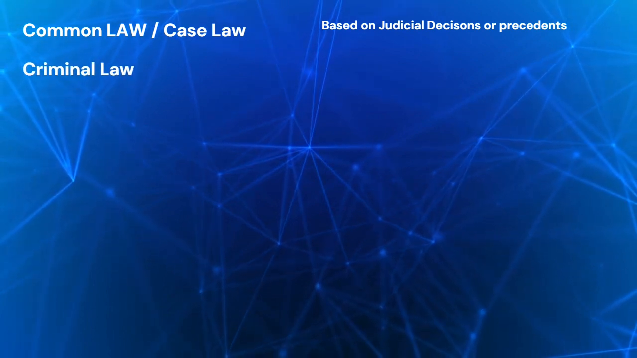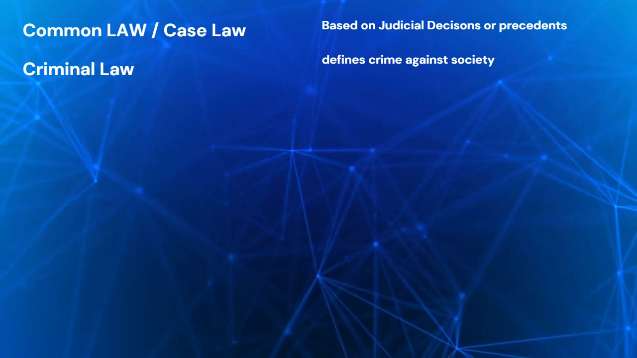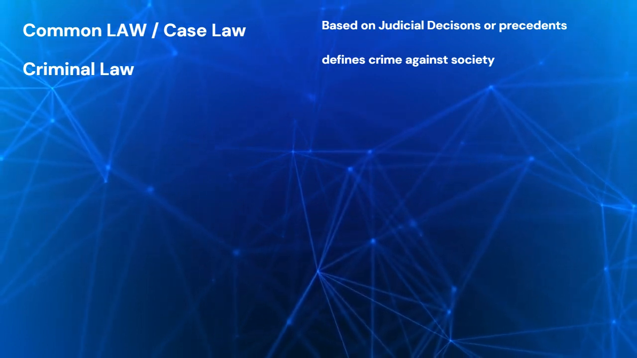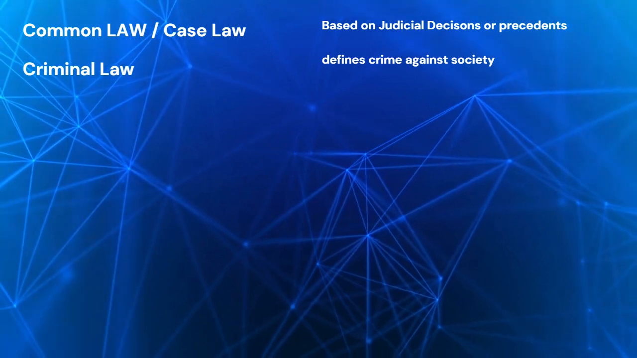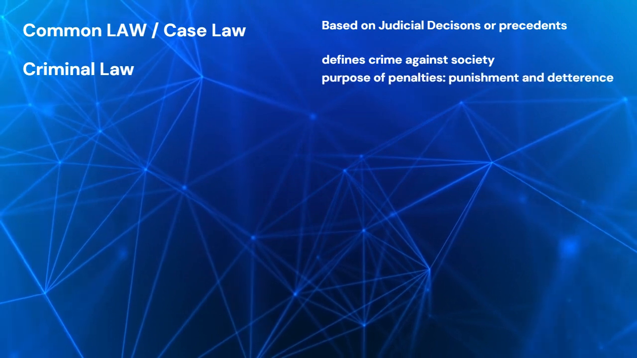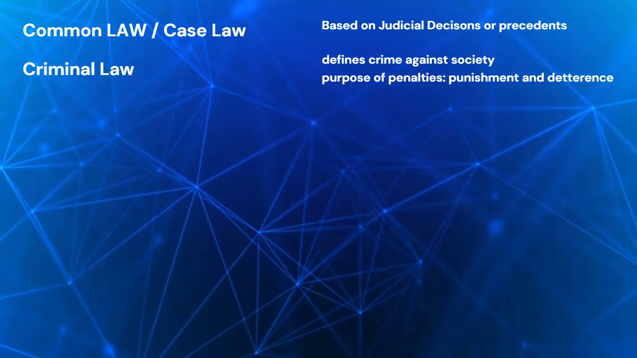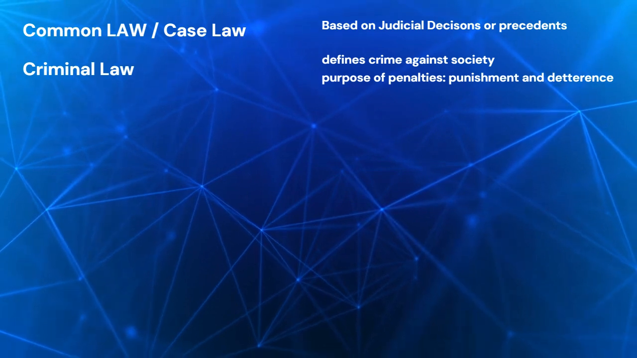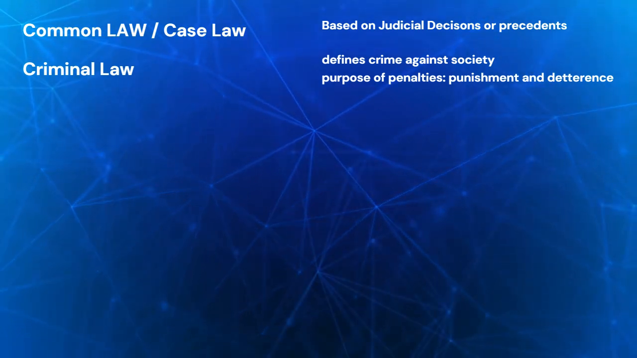Criminal law. Criminal law defines crimes committed against society, with penalties including jail/prison sentences, probation, fines, and/or financial restitution to the victim. The main purposes of these penalties are punishment and deterrence. To be convicted, the burden of proof is on the prosecution to prove guilt beyond a reasonable doubt.